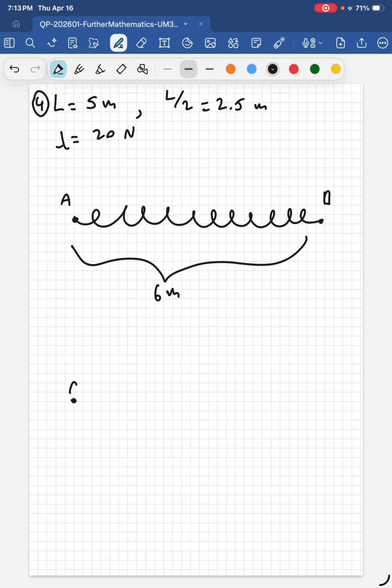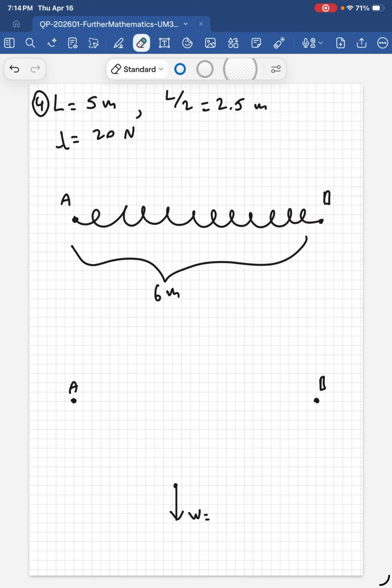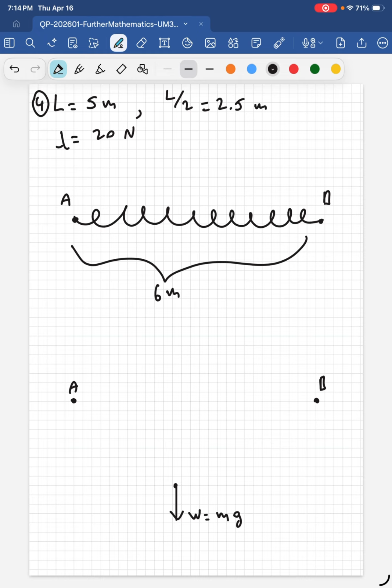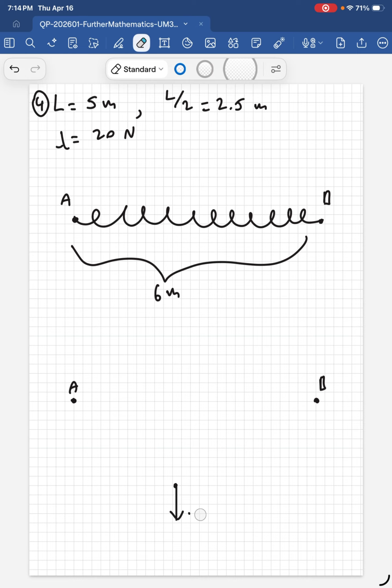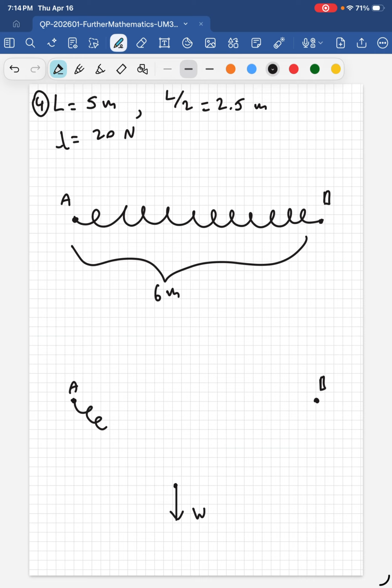Later, we still have the points A and B, but we hang a weight. Let's draw it down here. So we hang a weight that is unknown, so we have to find it. Let's call it weight. I think they just ask for the weight, so we don't need mass times g. So let's keep it as weight. And then our string is going to stretch like this.